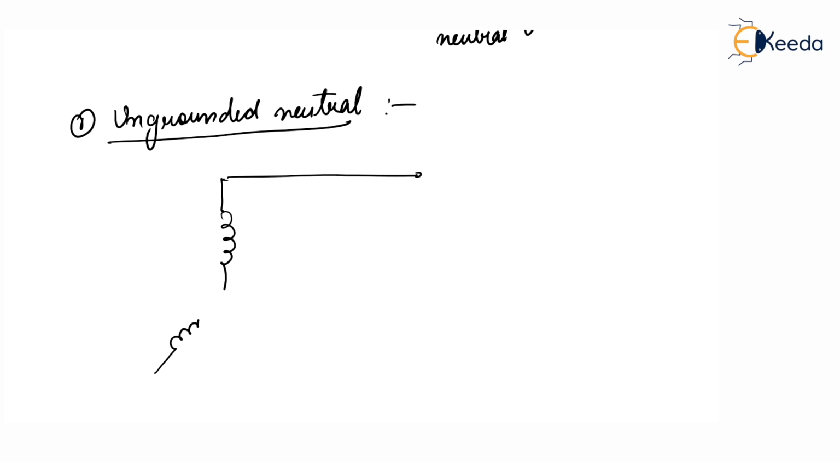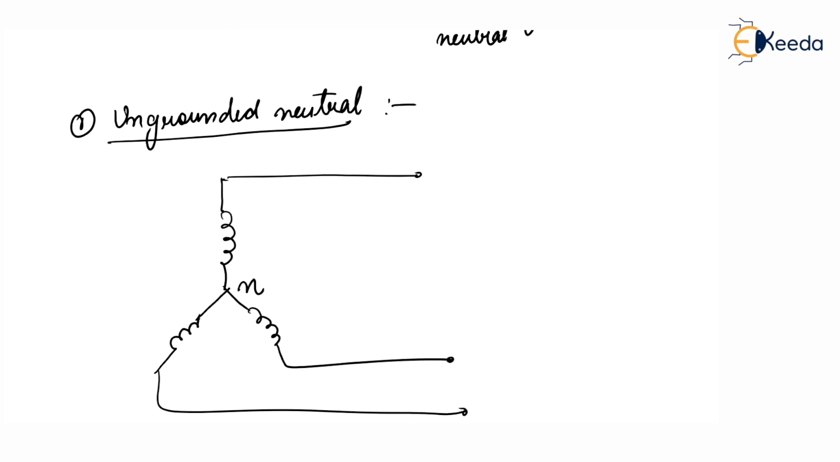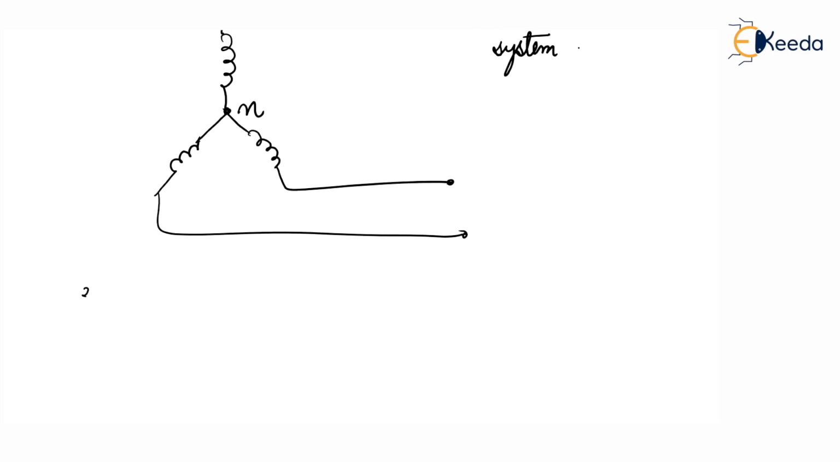Three phase. Phase A, phase B, phase C, and this is neutral. So as you see in this diagram, the neutral is isolated from the ground. Therefore, this system is also known as isolated neutral system, or free neutral system. Now second one is the grounded system.